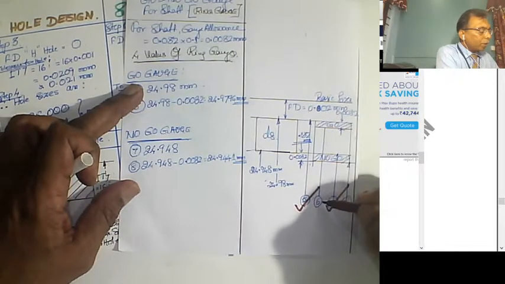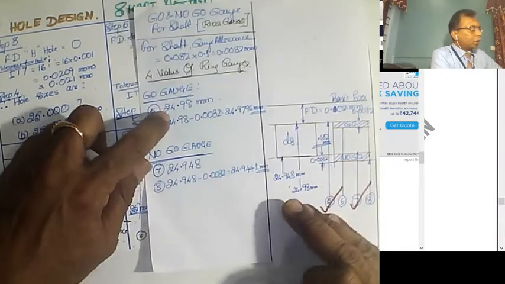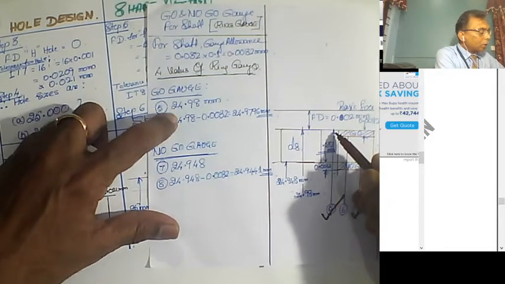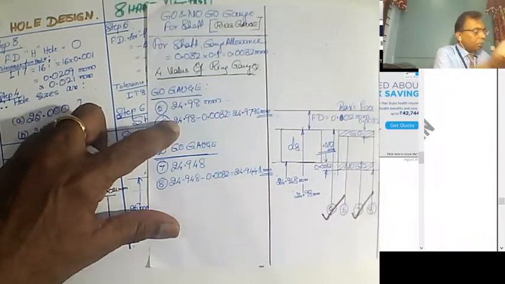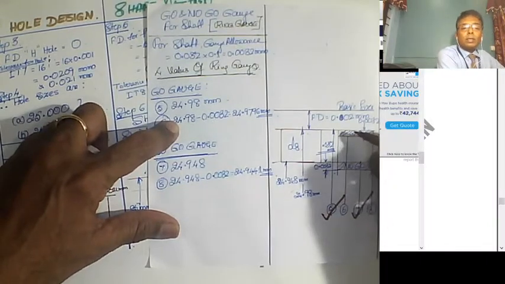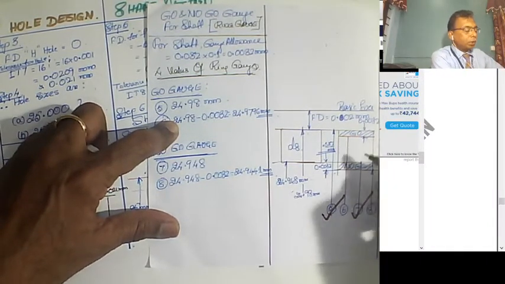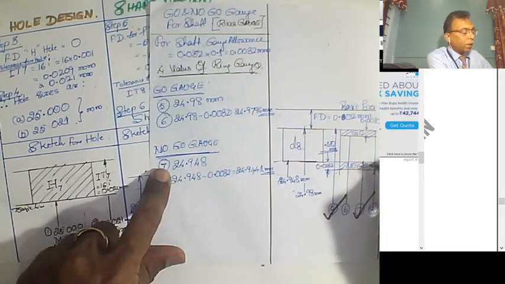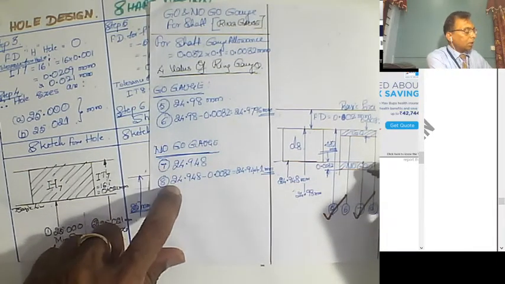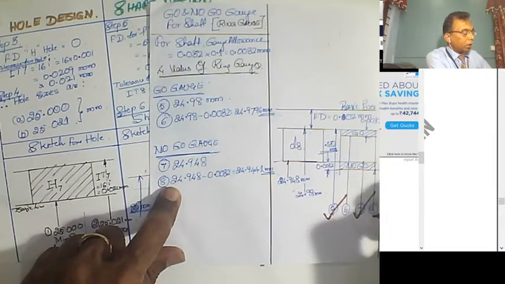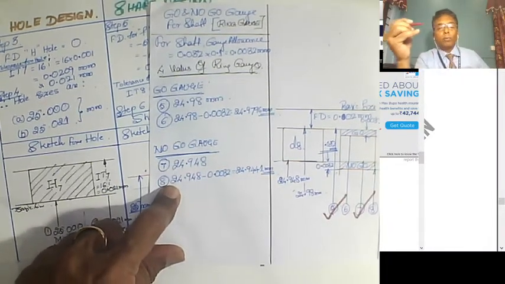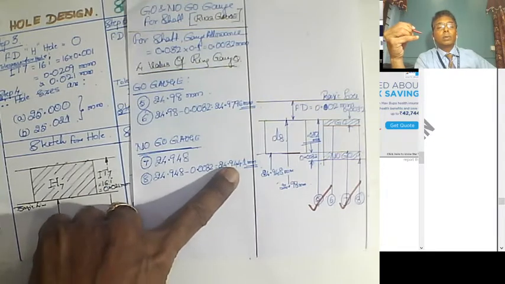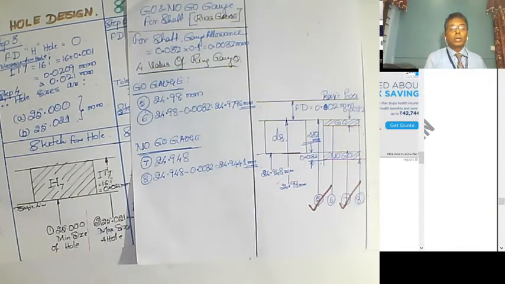So 5 and 6, please note. Go gauge 24.98, the fifth, is already known. Next, 24.98 minus 0.0032. Okay, the sixth is found out. The seventh, 24.98, is already known to us. The eighth value is 24.948 minus another 10%, that is 0.00, whatever you get.